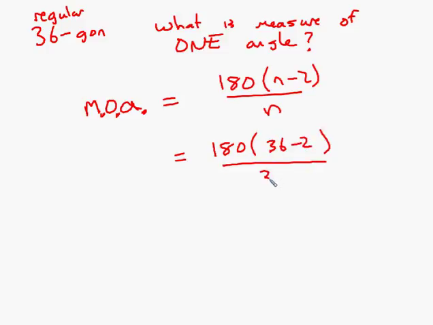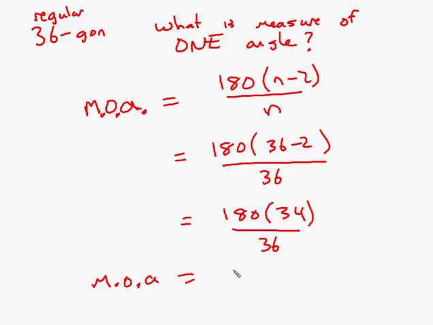Divided by, because if I have 36 sides, then how many angles do I have? 36. The number of sides equals the number of angles. And if it doesn't, then it is not a polygon. You have something else. So we have 180 times 34, all divided by 36. So what do we get for the measure of one angle? 170. Okay, 170. Quite obtuse, huh?